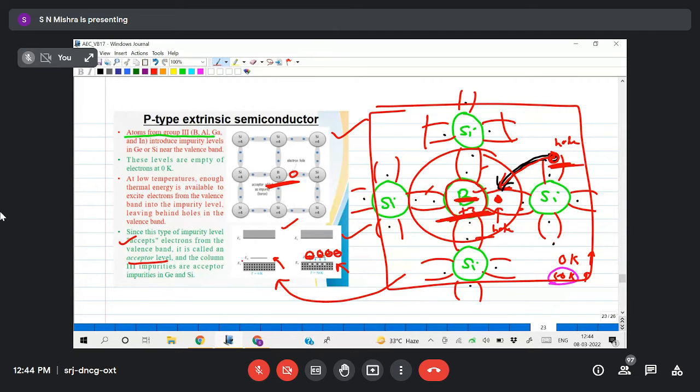Because you can see this acceptor level also requires some energy to generate the hole. It's not that you just add these borons and holes will generate. The acceptor level is here, which means it still requires some energy. That energy is provided when we give 50 degrees, so that any of the neighboring electrons will replace this one and generate a hole.